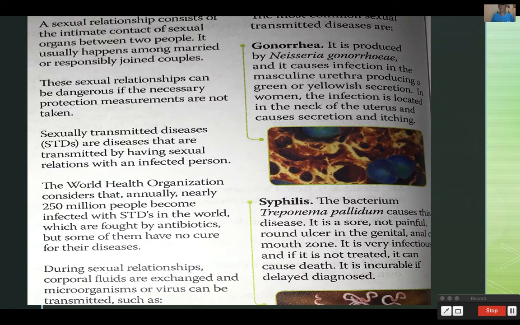You have to use some things that will help you, para mantenerlos a salvo. Sexually transmitted diseases, STDs, are diseases that are transmitted by having sexual relations with an infected person. Las enfermedades de transmisión sexual son enfermedades que se transmiten teniendo relaciones sexuales con una persona infectada.